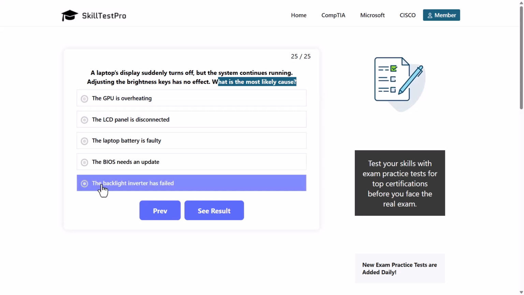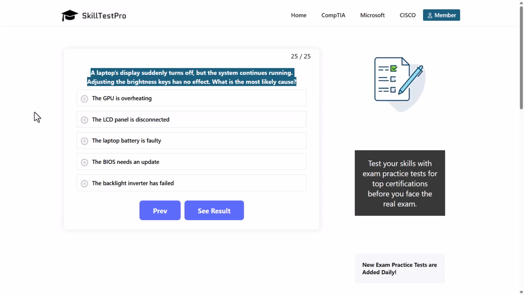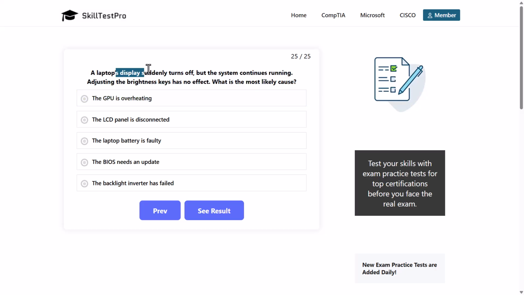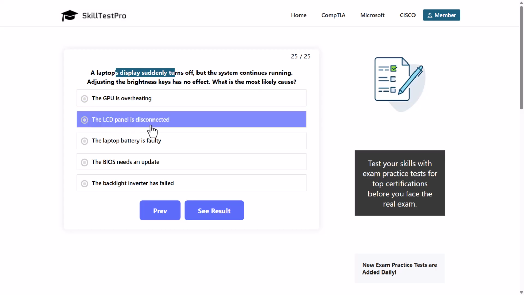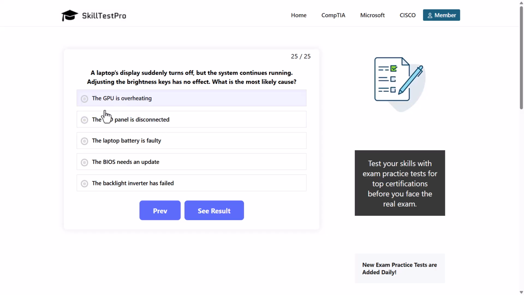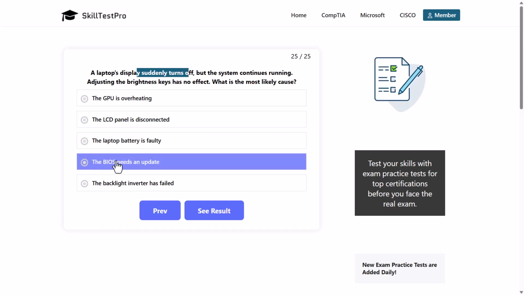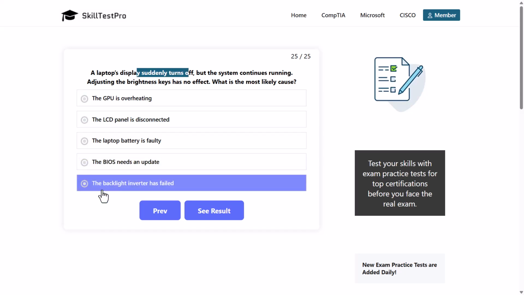And always when you get the questions, make sure you have understood the question. When you get the answer options, if you don't even know the answer, sometimes you can, just by using logic, figure out the correct answer. So let's go, guys. The answer options are the GPU is overheating, so that could be the problem. The LCD panel is disconnected, also could be a problem. The laptop's battery is faulty, also could be the problem. The BIOS needs an update, or the backlight inverter has failed.